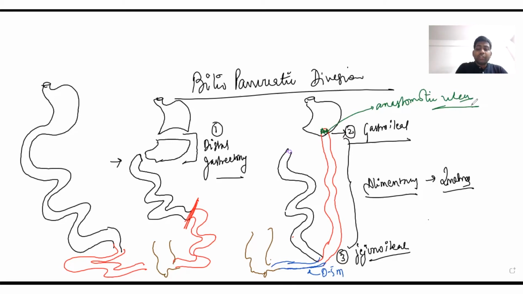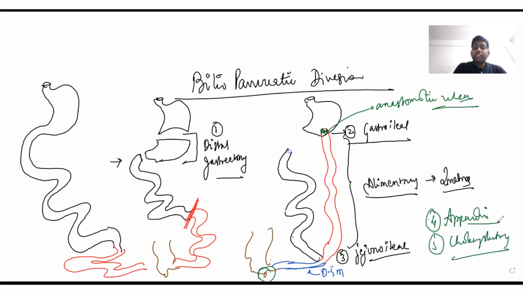After we have done this jejuno-ileal anastomosis, and we have created the common channel and completed this anastomosis, make sure at the end of the procedure we do an appendicectomy. We remove the appendix and we remove the gallbladder. So for steps 4 and 5, we should remember to remove the appendix and to remove the gallbladder, to do a cholecystectomy. The next is a modification of biliopancreatic diversion, that is duodenal switch.